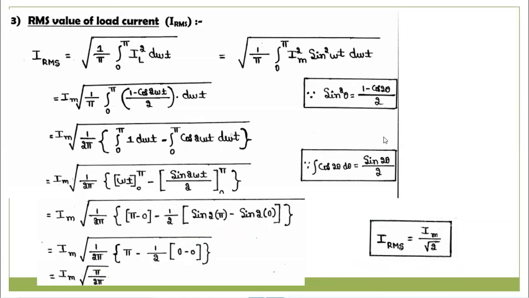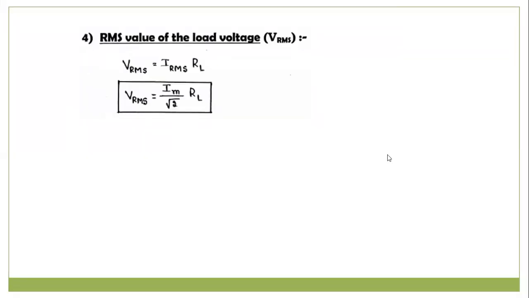If we proceed with another mathematical expression with respect to the full wave rectifier, that is VRMS. We know that the VRMS value is equal to IRMS multiplied by RL. So VRMS is equal to IRMS multiplied by RL. Now, in the previous mathematical derivation we got that IRMS is equal to Im by root 2. So this expression is replaced by Im by root 2.